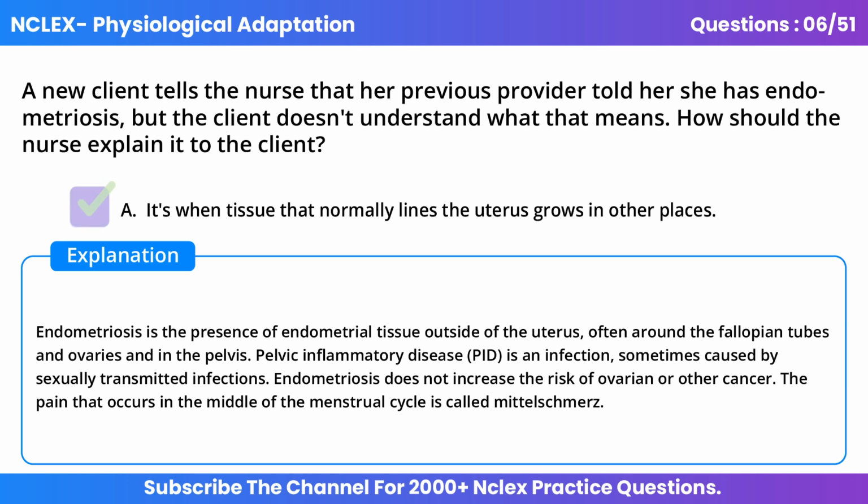Endometriosis is the presence of endometrial tissue outside of the uterus, often around the fallopian tubes and ovaries and in the pelvis. Pelvic inflammatory disease, PID, is an infection, sometimes caused by sexually transmitted infections. Endometriosis does not increase the risk of ovarian or other cancer. The pain that occurs in the middle of the menstrual cycle is called Mittelschmerz.